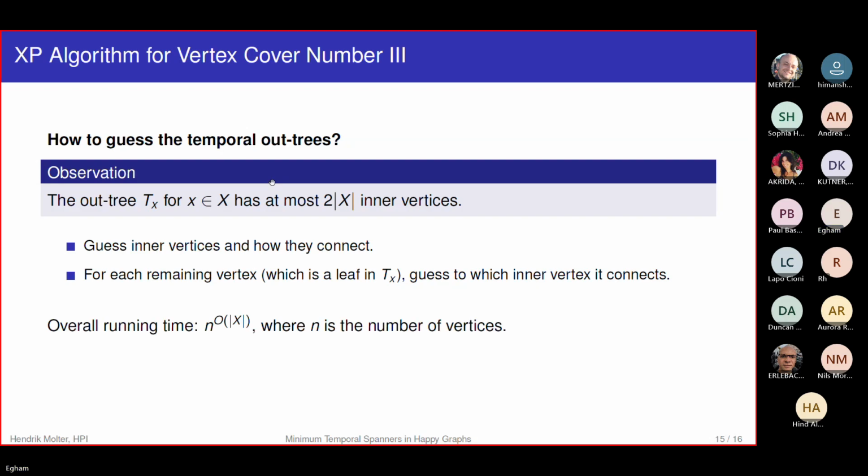Okay. So this gives me an overall running time of n to the order x, where x is a minimum vertex cover. And, well, the correctness follows basically directly from this VC tree lemma. Yes.